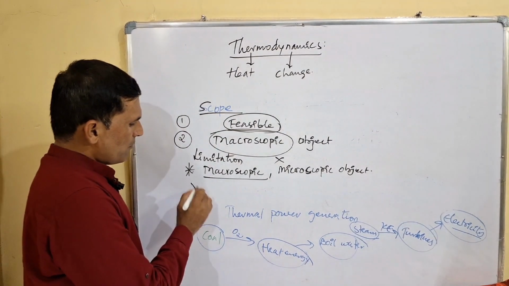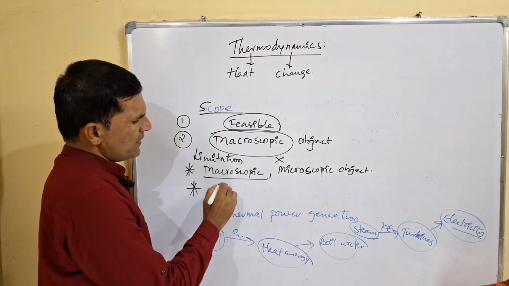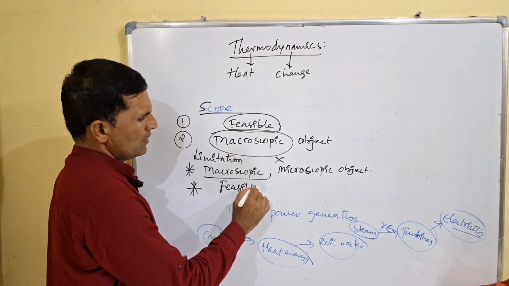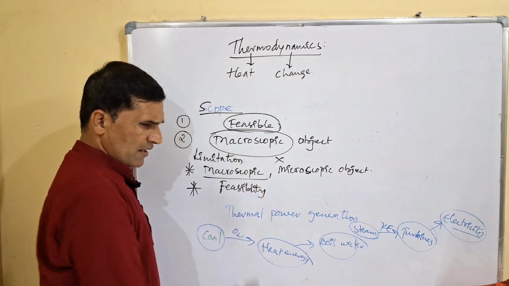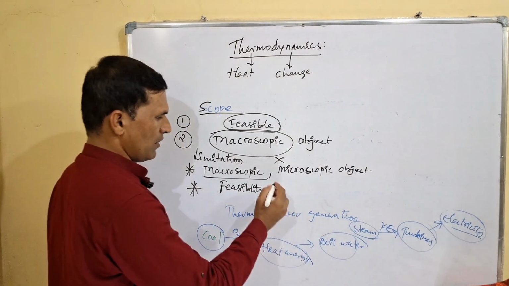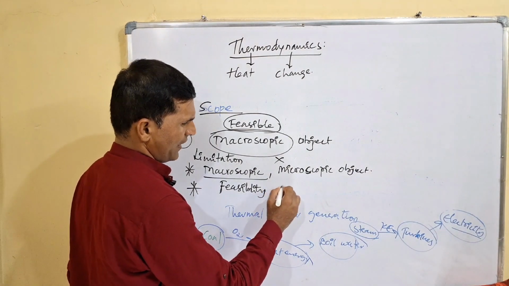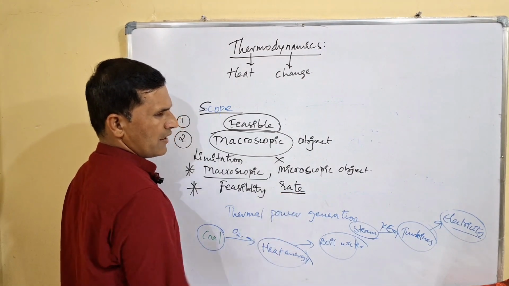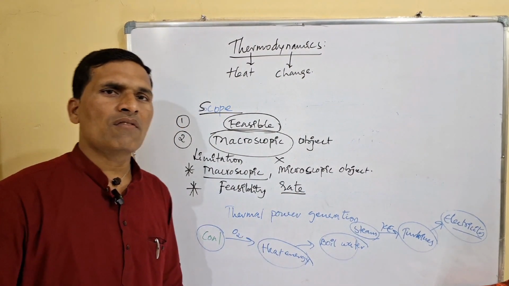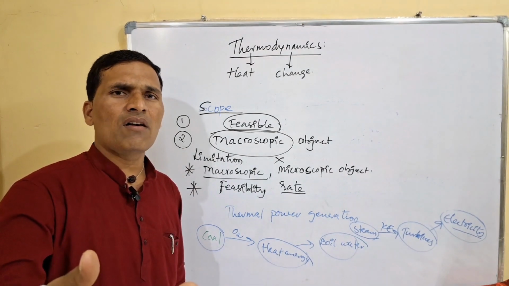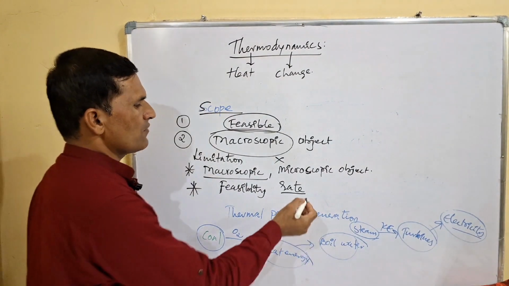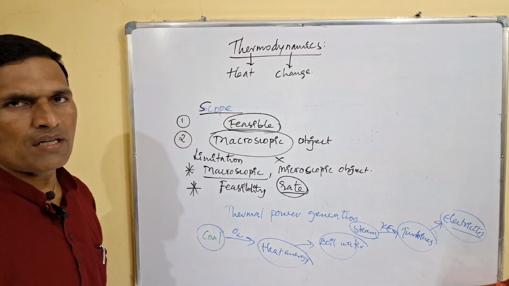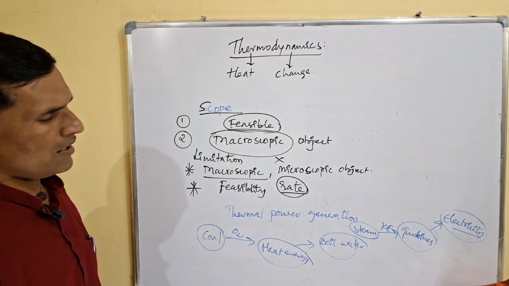Then the very important point is that it will talk about feasibility, whether the given process is going to occur or not. So that we can determine, but it is not possible to tell with what rate that change or reaction will occur, the rate of the reaction, or with what speed the reaction or the process will occur. That information we cannot get from thermodynamics. This is one of the important limitations of thermodynamics.